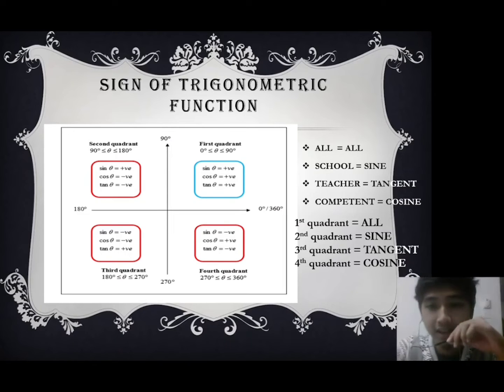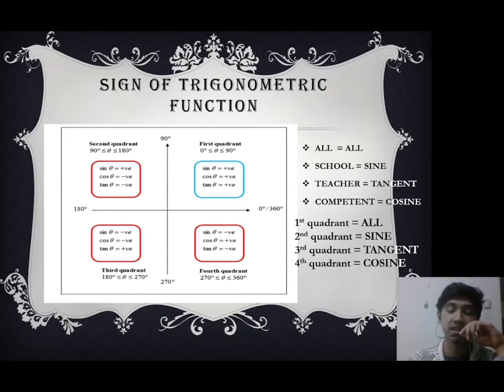As a quick note, I've made a simple combination of words for us all to remember this concept better. All schools teachers competent. Each word represents a respective quadrant. As for all, in the first quadrant, all the values are considered as positive.